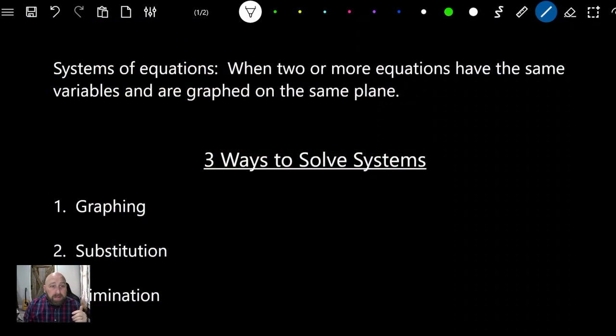Chapter number 12 in general talks about systems of equations. What is a system of equations? Well, you can take a look down here at the screen or in your book to find the definition. A system of equations is when you have two or more equations that have the same variables and are graphed on the same plane. You're like, oh no, are you serious?